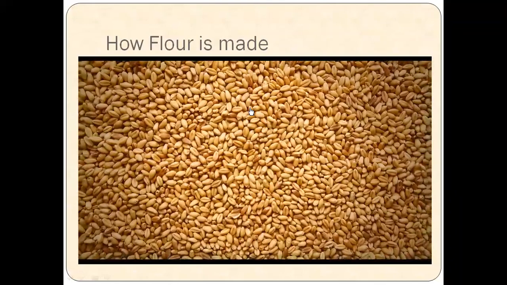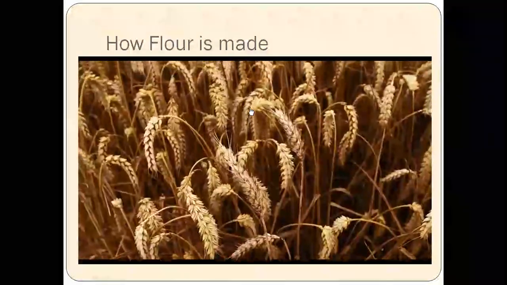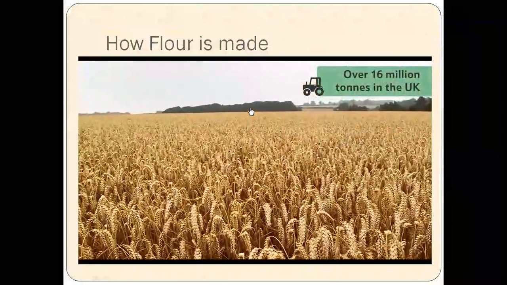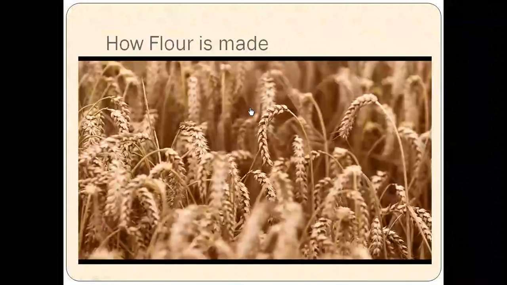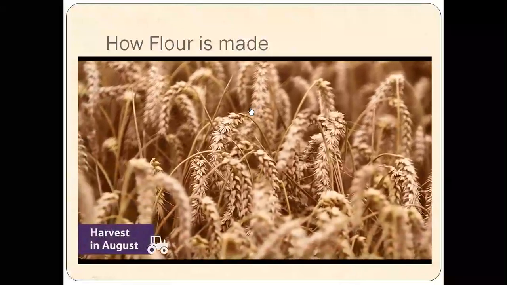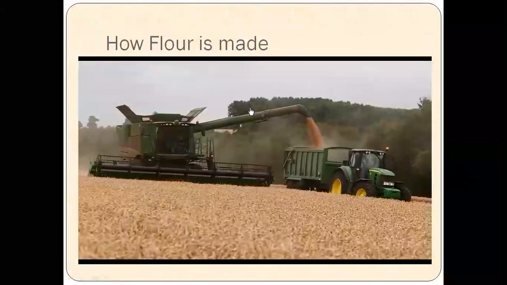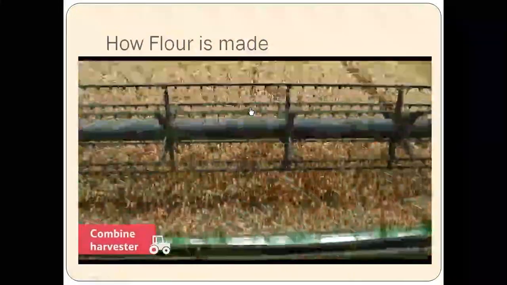Most flour that we use for bread is made from wheat grain. We grow over 16 million tons of wheat in the UK. It's usually planted in the autumn, and it grows throughout winter, spring and summer, ready for harvest in August. The farmer harvests the wheat using a machine called a combine harvester.